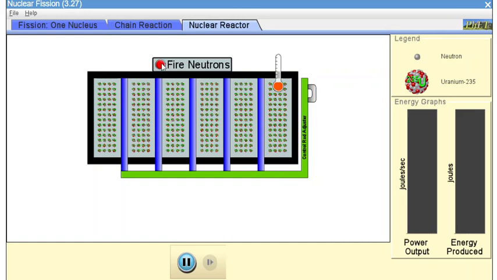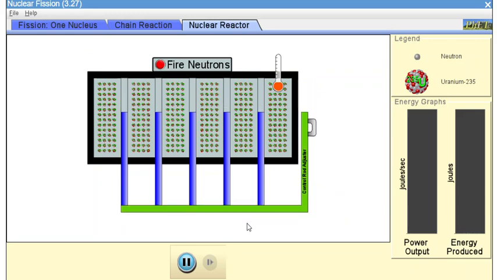So when I fire a neutron here, the amount of energy that we can produce is very low. I can fire another neutron. As you can see again, the energy produced was very low. I can fire another neutron. Again, the power output and energy produced was very low. I will reset this. I will move my graphite bars a little bit. I'm going to fire the neutrons.